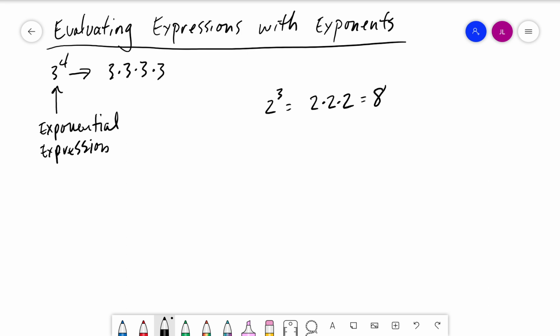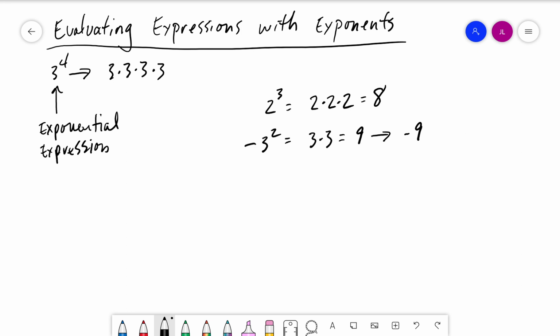Let's look at what happens when we have negative numbers again. So let's say we have negative 3 squared. Well, remember, an exponent is only tied to the base that it's immediately attached to. And in this case, the negative sign is not part of the base, only the 3 is. So what this means is we're looking at 3 times 3, which is 9, but we have to place that negative in front of it, so we're looking at negative 9.